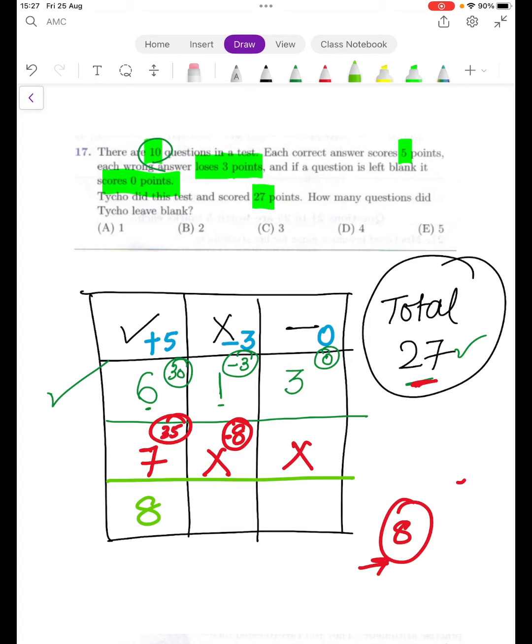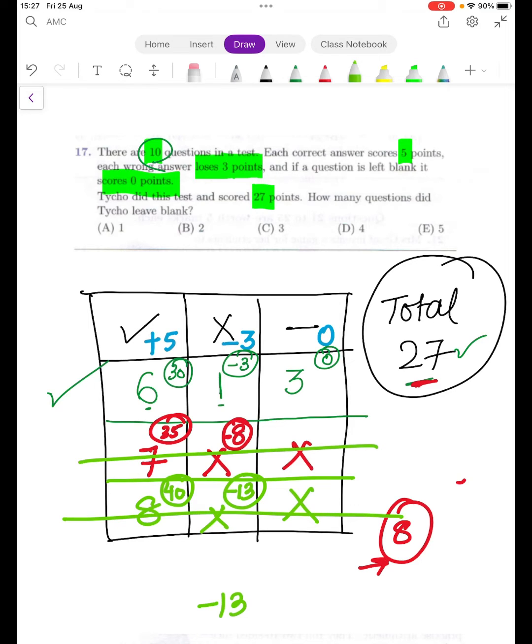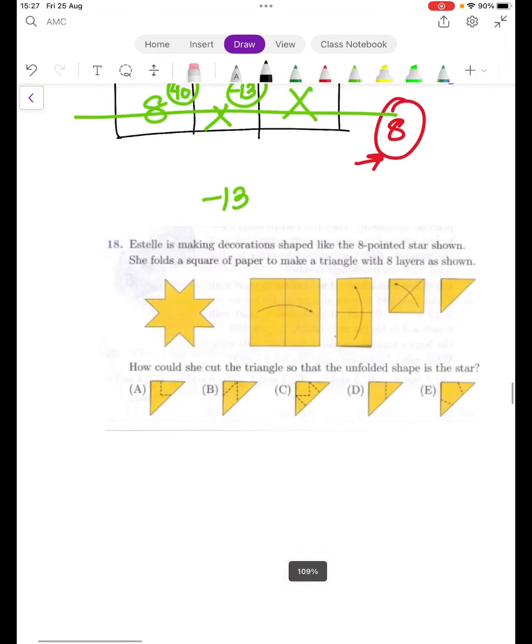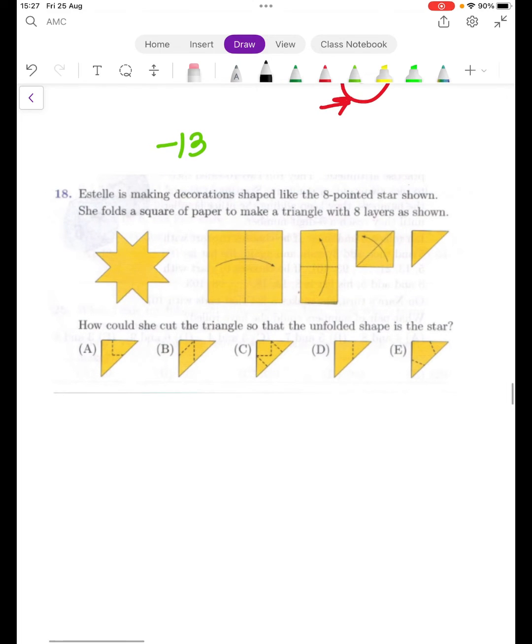Similarly, if he attempted 8 questions correctly, 8 times 5 is 40, he got 40. That means he has to lose 13 marks in order to get 27. Again, 13 is not a multiple of 3, so I cannot have any number here which can lead me to -13. So this cannot work. So actually the first strategy that we applied is correct. They're asking how many questions did he leave blank? He left 3 questions blank. This is our answer. All right, next question.